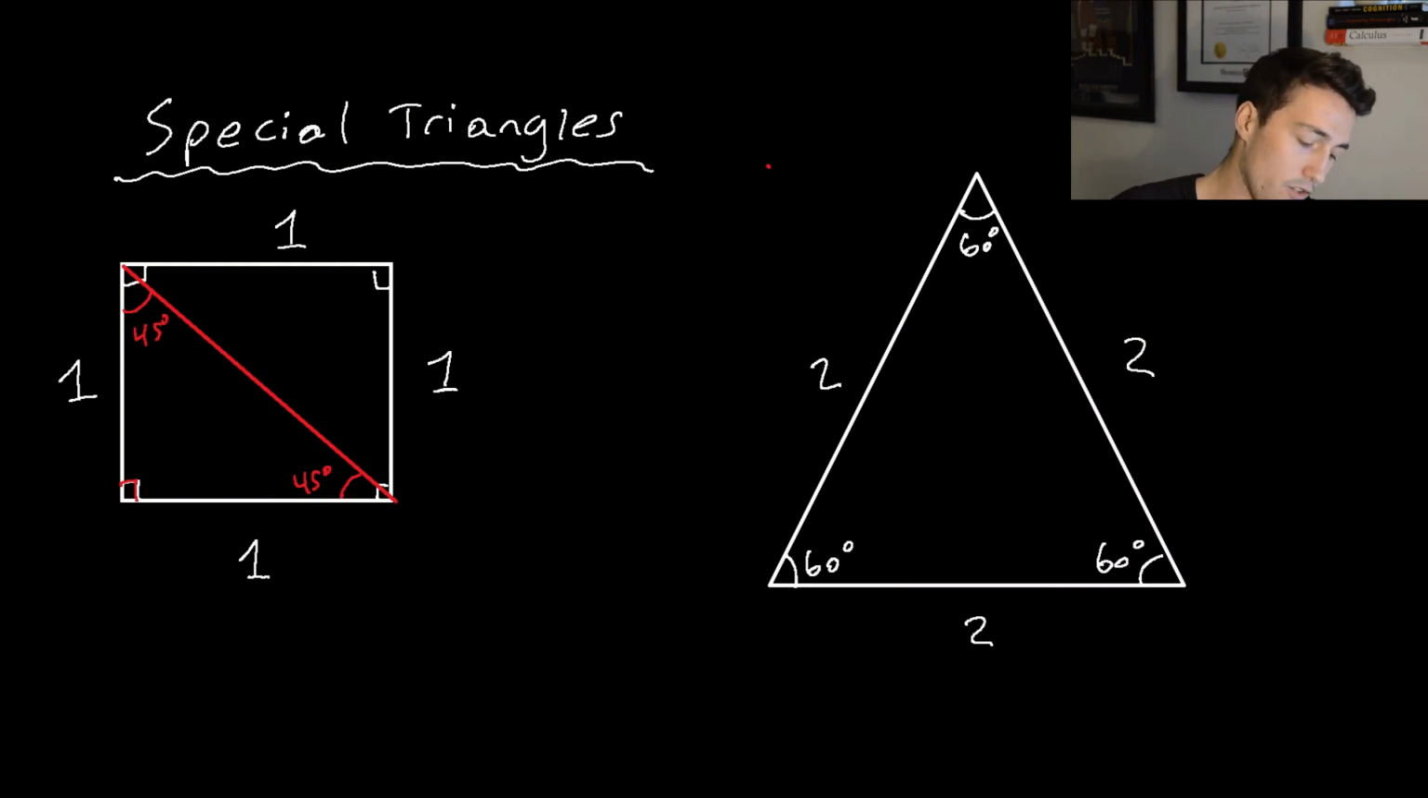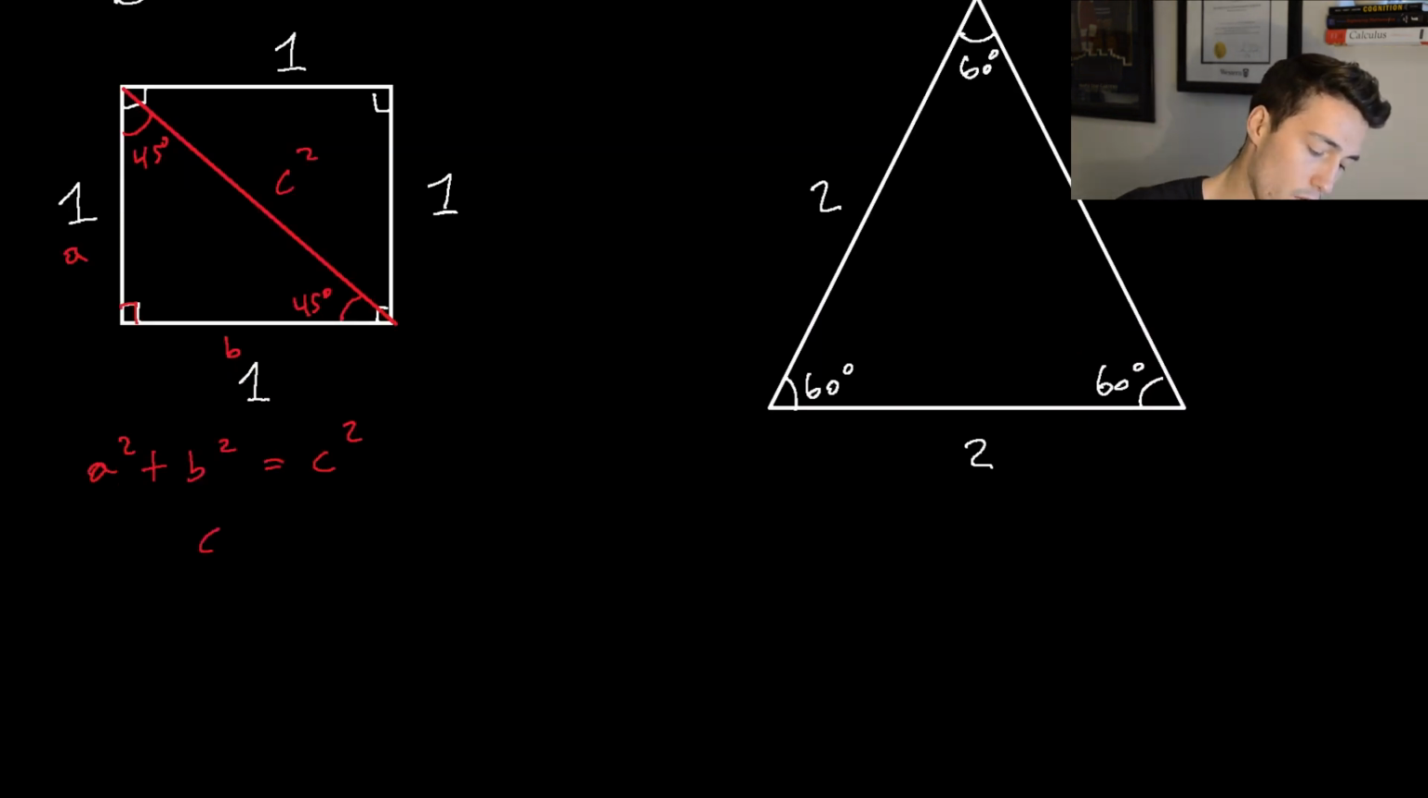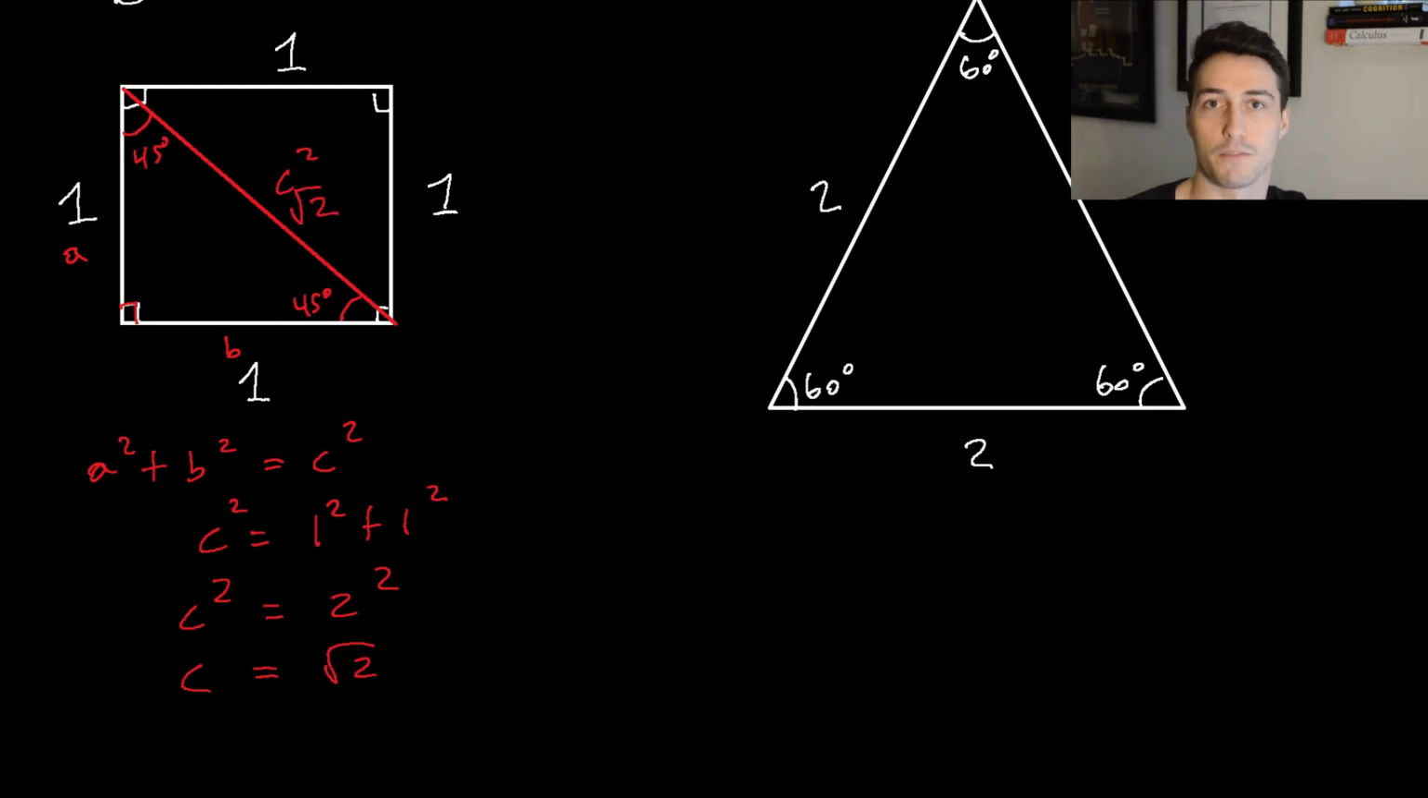And then now we can just do the Pythagorean theorem. We'll put this as a, this is b, so a squared plus b squared is equal to c squared. Here, we get 1 squared plus 1 squared, so c squared will equal 2, and then if we square root it, c will be root 2. So here will be root 2. And that's the first special triangle.